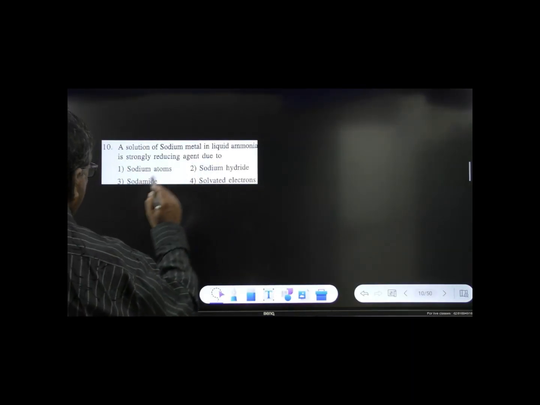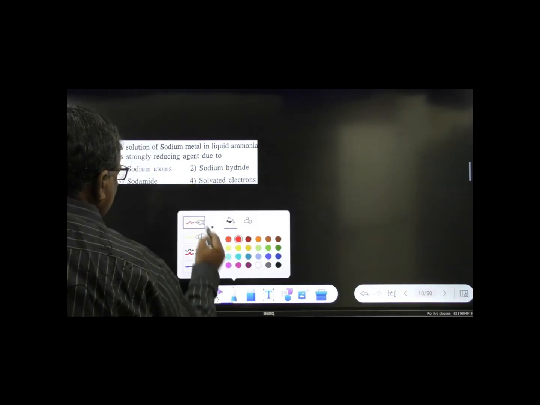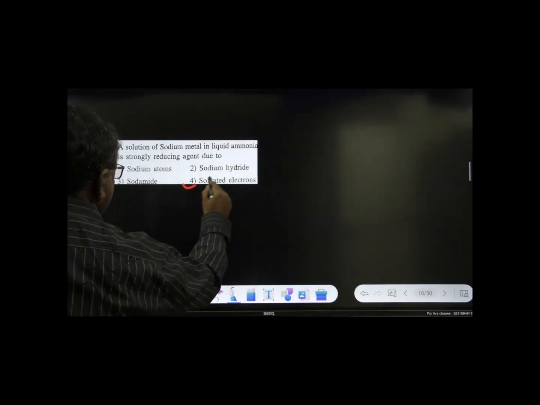Now, let us see the options. Sodium atoms, sodium hydroxide, sodamide, solvated electrons. So, this is the correct answer, solvated electrons.